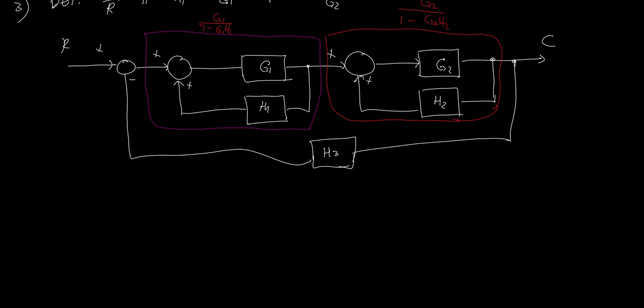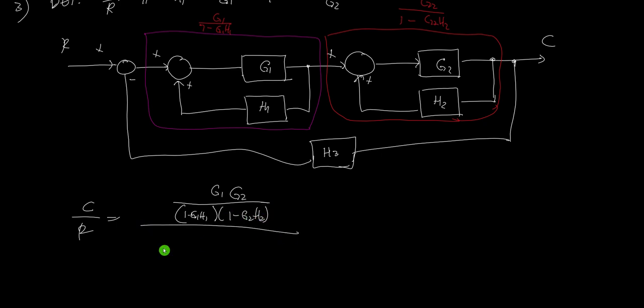So if we solve for C over R, now we can solve that directly. C over R will be equal to the product of the two. So this is G1 times G2 all over 1 minus G1 H1, multiply this with 1 minus G2 H2. Then all over 1, and this is minus, so this should be plus, this whole thing here multiplied by H3. So G1 G2 times H3 all over 1 minus G1 H1 multiplied by 1 minus G2 H2.